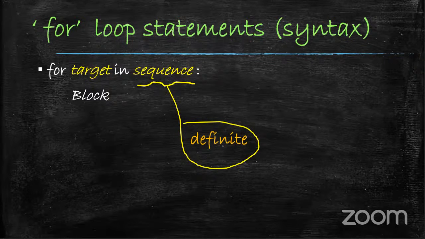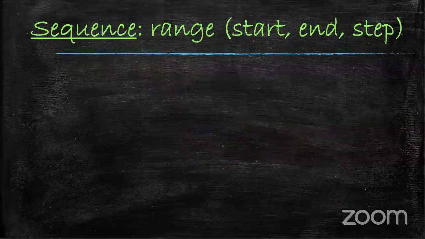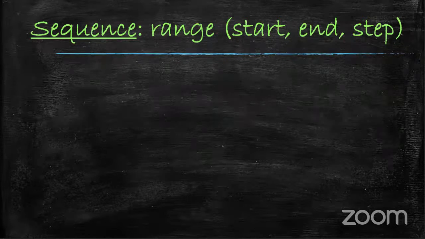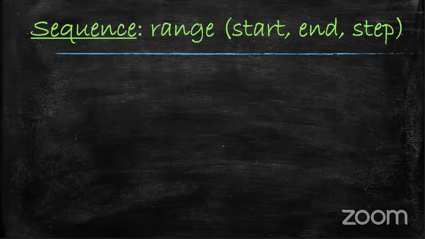So sequence is already a defined set, so it is a definite set. As it is a definite set and the target is going through that sequence, till the target is inside the sequence, the for loop will get executed. As soon as the target goes to the end of the sequence, the for loop will stop. So let's consider the simple command called range to create a sequence. Range is a command which is used to create a set of integers. And what is the command? Range, bracket, with 3 values.